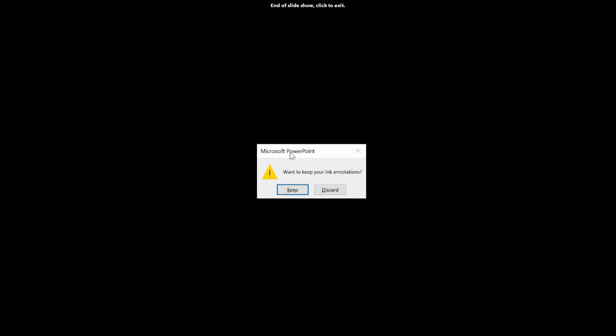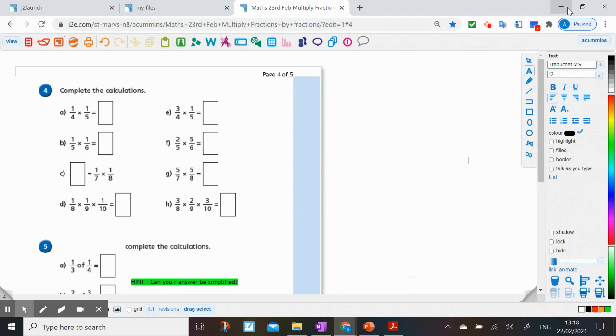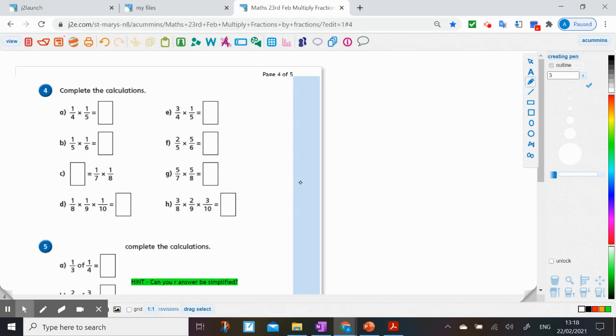That's going to help you a little bit with the missing number questions when you come to them. So let's have a look from question 4, just a couple of examples of each to get you started. All right, so let's do 4A. I'll do this in red, actually. So a quarter times a fifth.